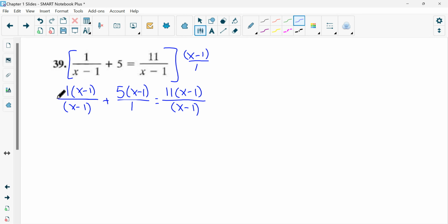So as we go here, our x minus 1s cancel, so we're left with 1 from that first fraction. Anything divided by 1 is itself, so we're left with 5 times the quantity of x minus 1. And then the x minus 1s cancel on the right, we're left with just 11. All right, fractions are gone. That's what we want. We'll distribute. So we get 5x minus 5.